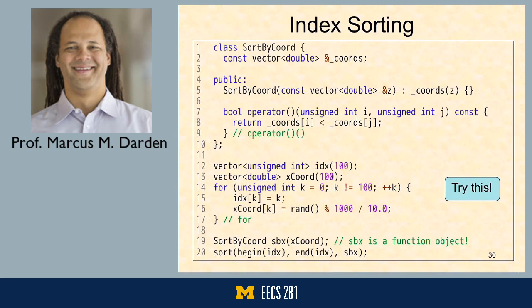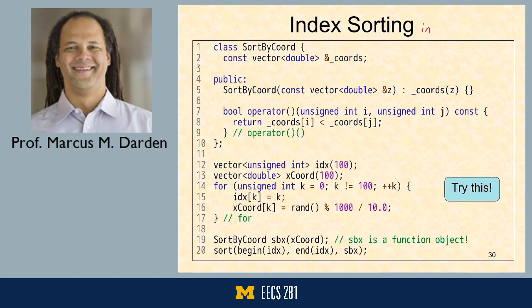Here's another example using functors. It's called index sorting. And in index sorting, what we're going to do is leave the data in its own original order. But we're also going to have a list of indices that allow me to access the data in sorted order. So my input here might look something like, let me draw up some input here.